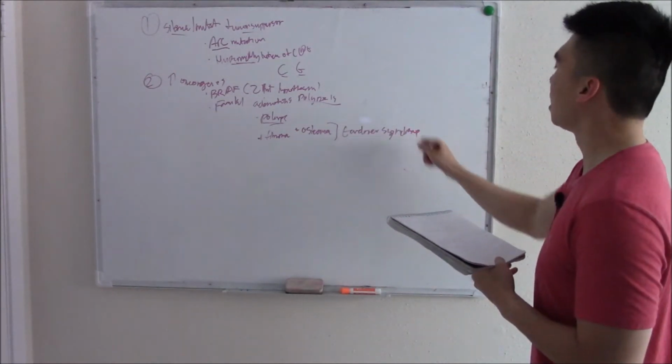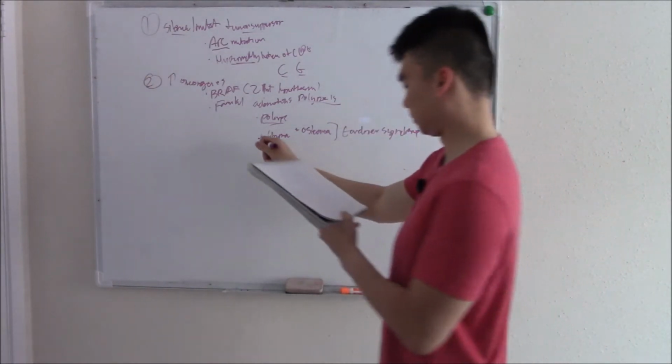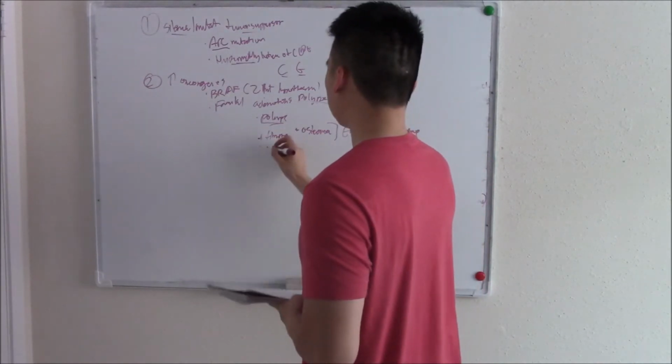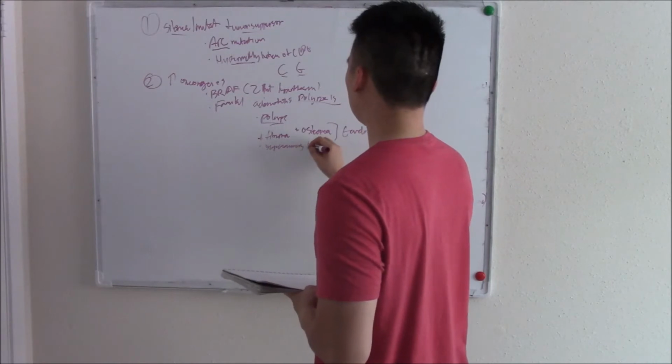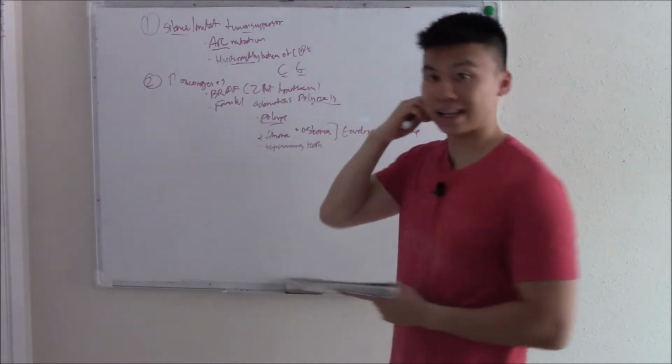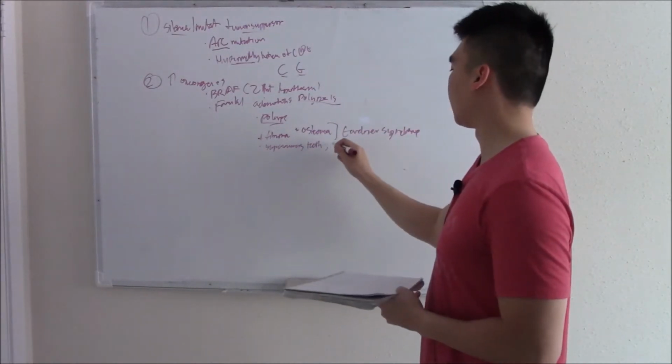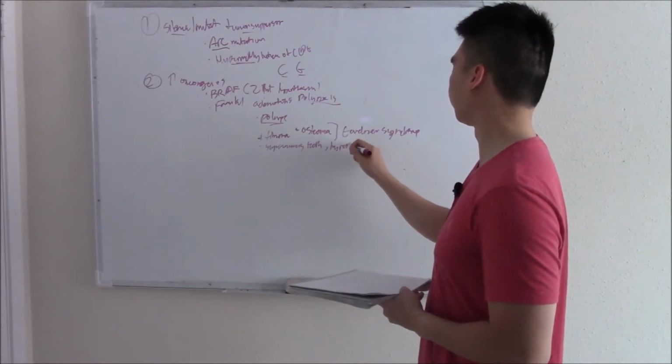Gardner syndrome. And some other signs of Gardner syndrome is supernumerary teeth. You have a lot of teeth that can become impacted because there's so many of them. And you can have hyperpigmented retina.